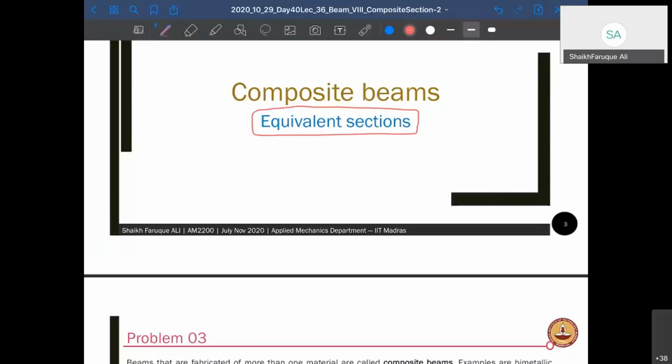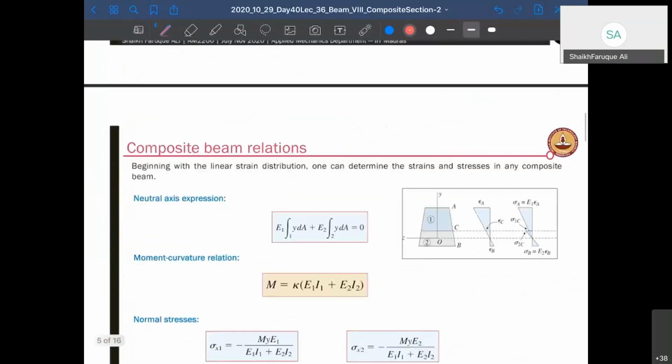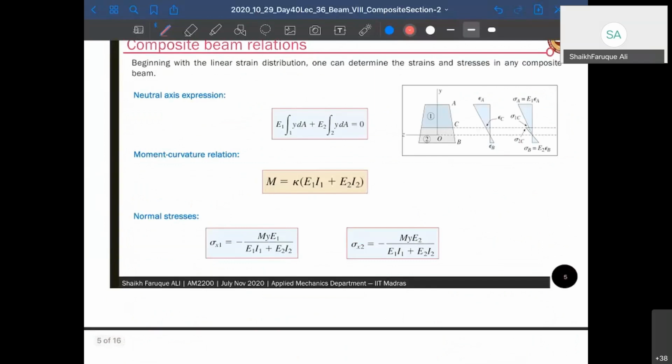Good afternoon. So we are going to look into composite beams and their solutions using equivalent cross sections. These are all things we have covered already, and we learned in the last class how to find the neutral axis, right? So it says y into dA, E into dA, and then there is a kappa, right?